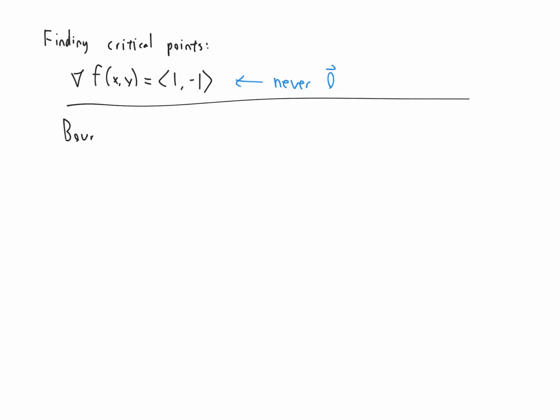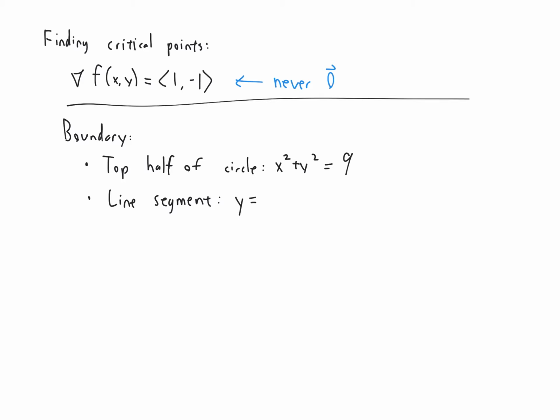Now the boundary has a few parts. It consists of the half of a circle. It has the line segment along the x-axis. And let me go ahead and write down the equations for these things. The equation for that top half of the circle is x squared plus y squared equals 9. And that line segment on the bottom is the x-axis, so where y equals 0.